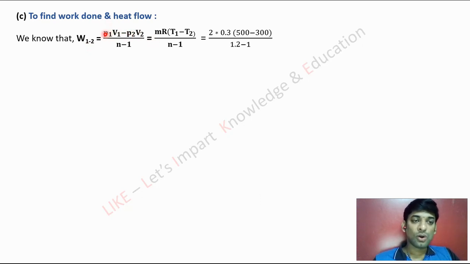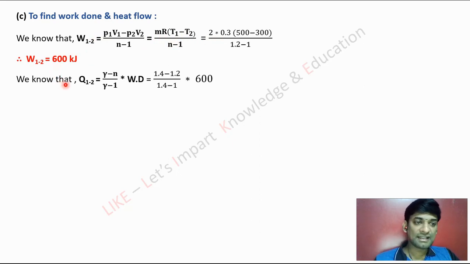Now you know PV is equal to MRT. So P1 V1 means MRT1. P2 V2 means MRT2. In both cases MR is common. So I am taking MR outside the bracket: T1 minus T2 divided by n minus 1. So all the values are known. M is 2, R is 0.3, T1 given, T2 given, n is also given. From this you can calculate work done.